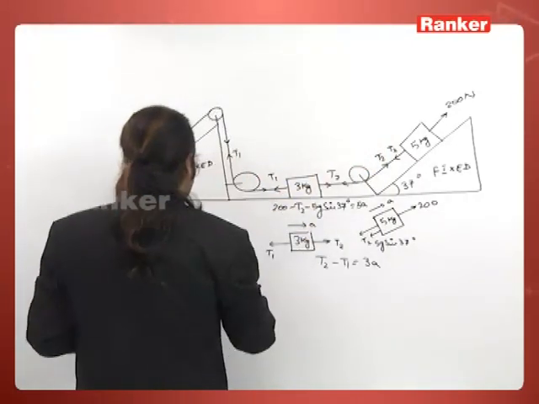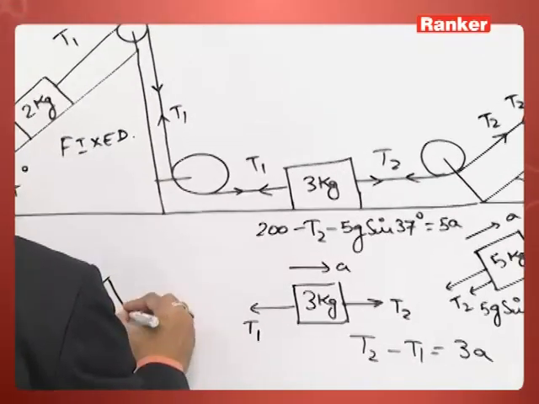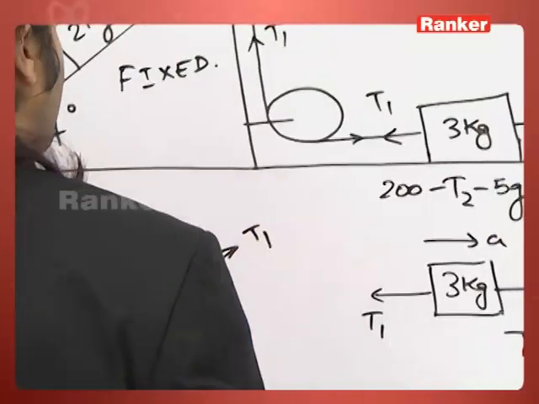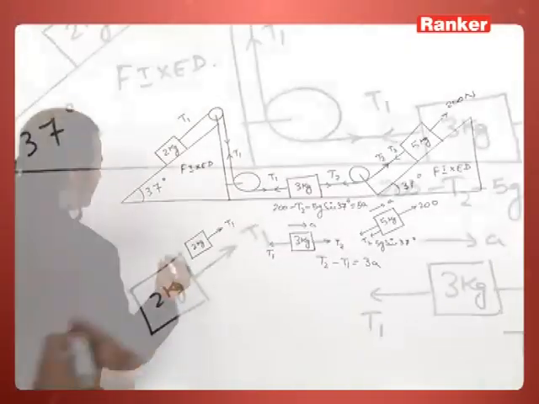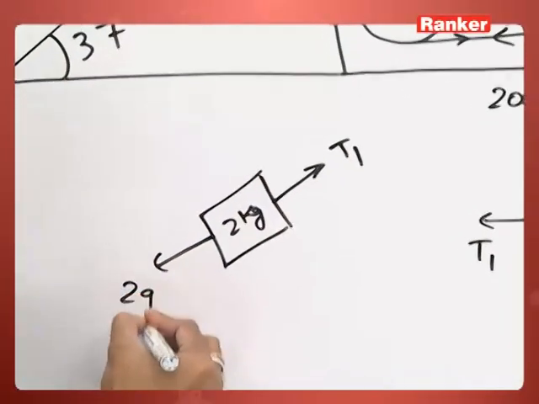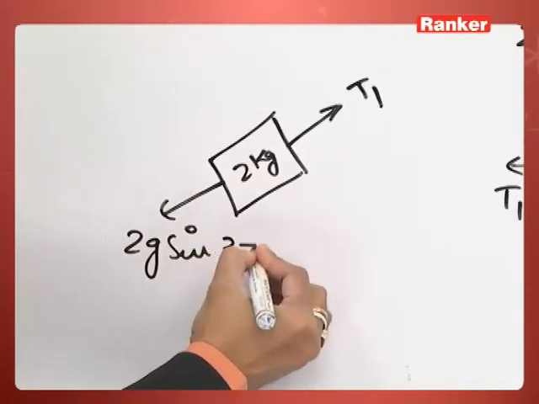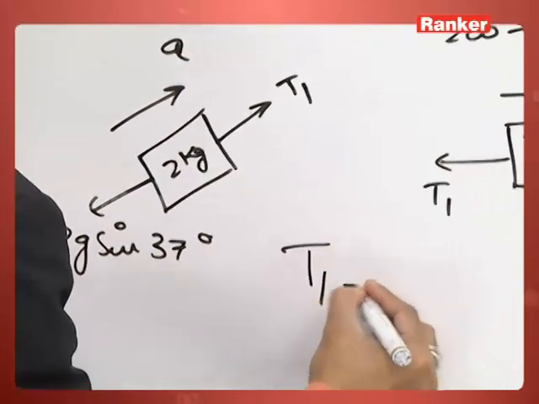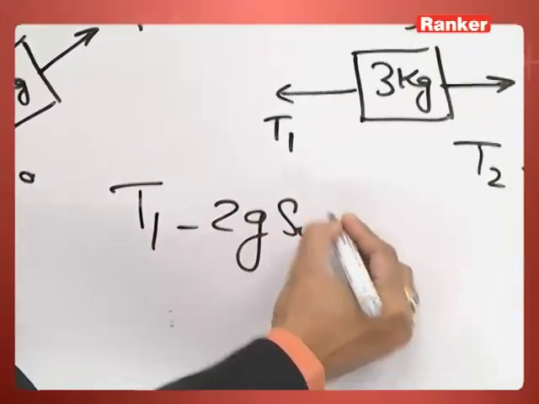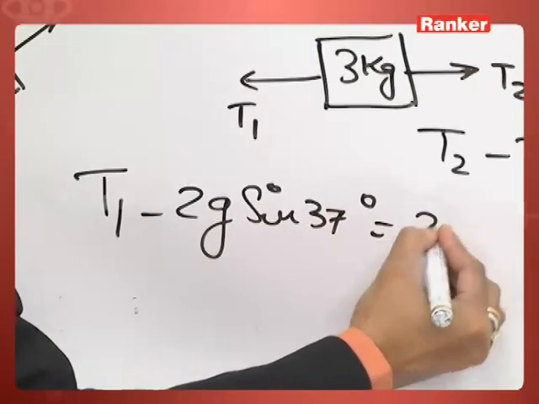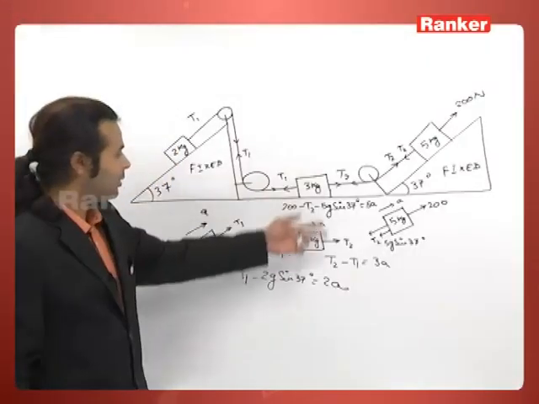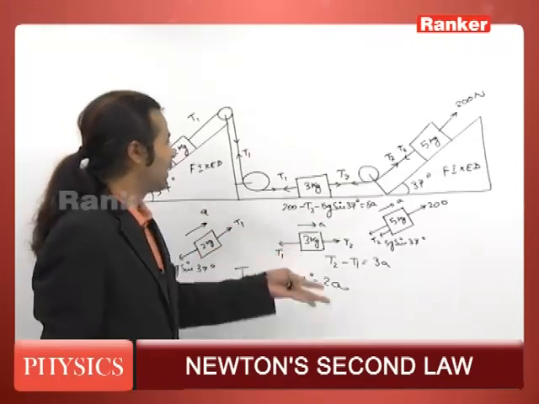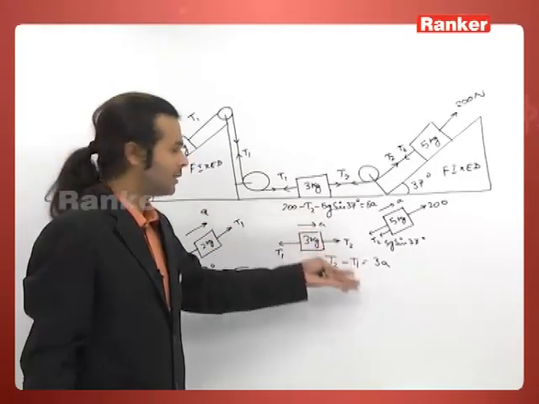Now I take this 2 kg block. T1 is acting in this way, 2g sin 37 is acting in this way, acceleration in this way. I can write T1 minus 2g sin 37 is equal to 2a. So solving all these three equations, you can easily find out the tensile forces T1 and T2 as well as the accelerations.